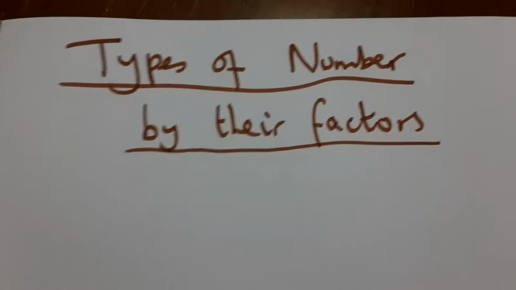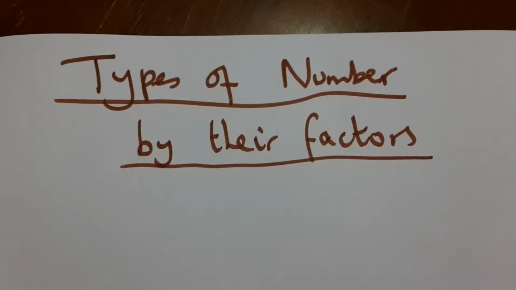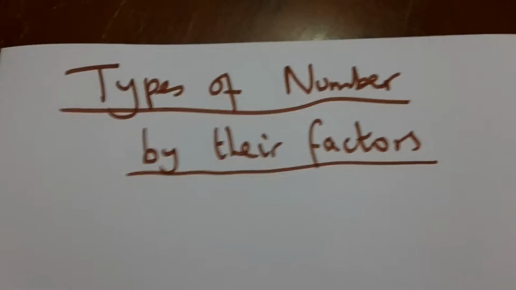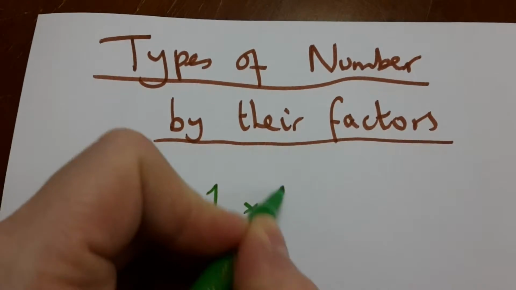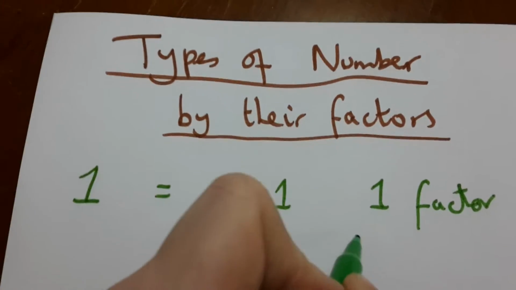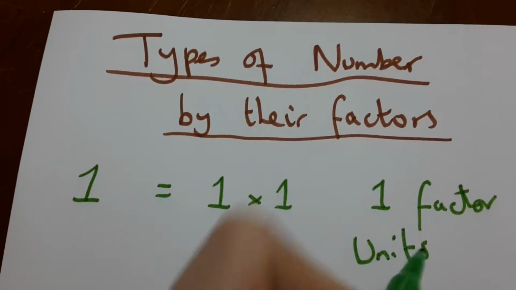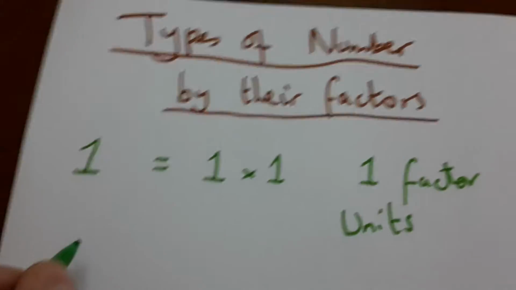So here's a really quick guide to types of number that you might come across just by counting the number of factors they have. So for instance, 1. 1 only has one factor, so it's just a unit. There's no other specialness about it, it just has one factor only.